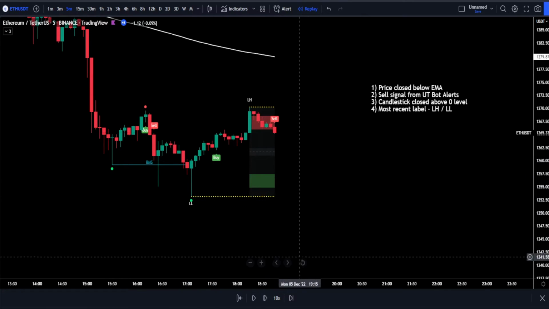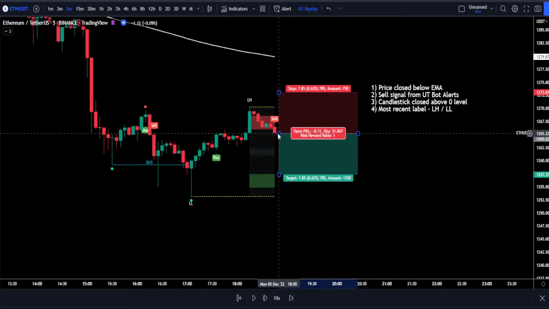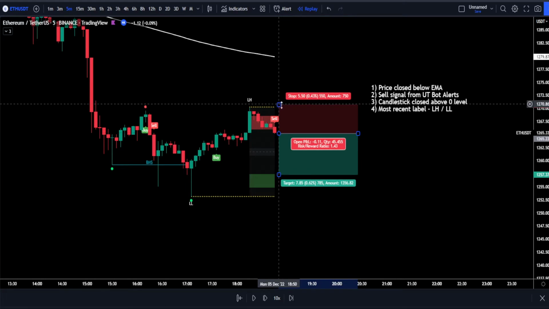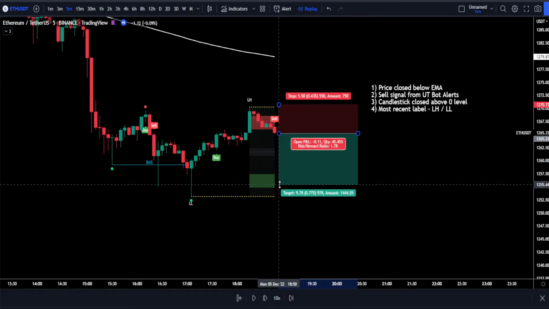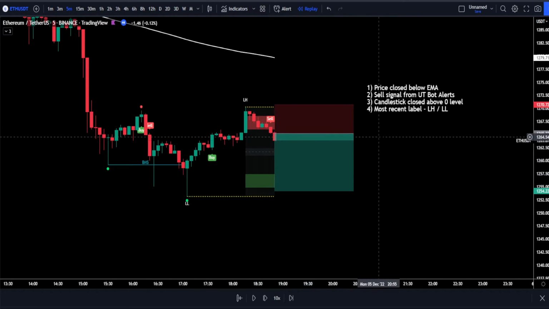Once you have all of these conditions met, you're going to be placing a pending sell order slightly below the market price. The stop loss is going to be set at our most recent swing high, and you're going to be targeting 2 times the risk. As you can see in the very next candlestick, we managed to fill our order, and we are currently in a trade.